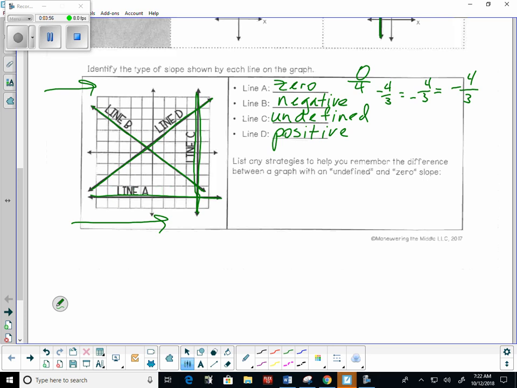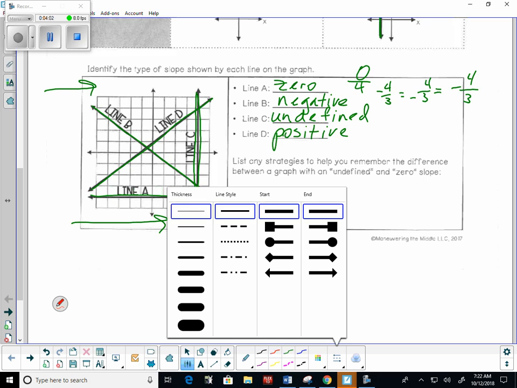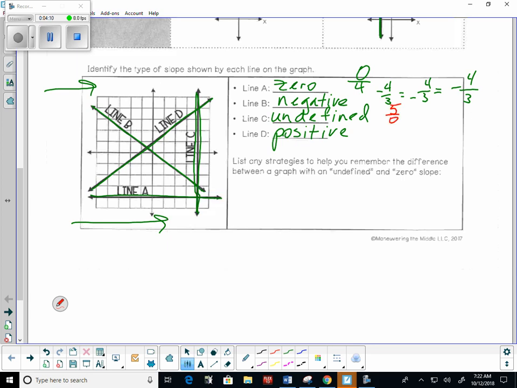Undefined is anything over 0. So we might write an undefined. Let's go ahead and change the colors here. Okay, so undefined would be anything over 0. 5 over 0, that's undefined. 3 over 0, that would be undefined. And a positive slope could be, let's say, 3 over 1, which is the same thing as 3. We might find it to be a negative 3 over negative 1. And remember, a negative over negative gives us a positive.